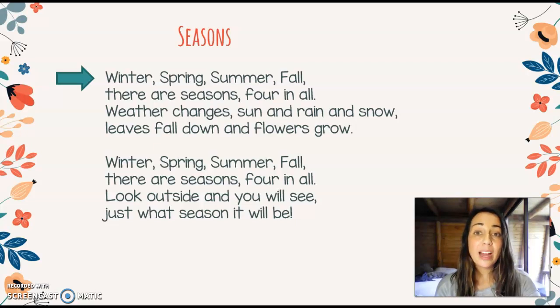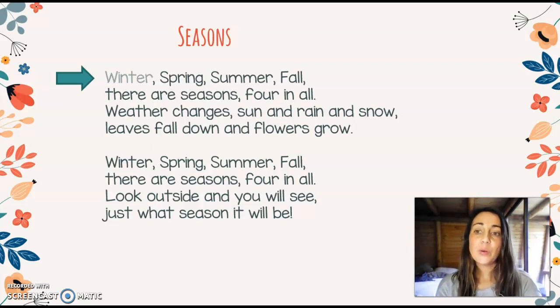Look, there's a blue arrow. That arrow is pointing where we're going to start reading. Remember, girls, we always read from left to right and up and down. As I read, the vocabulary words are going to be circled in red, so pay attention.